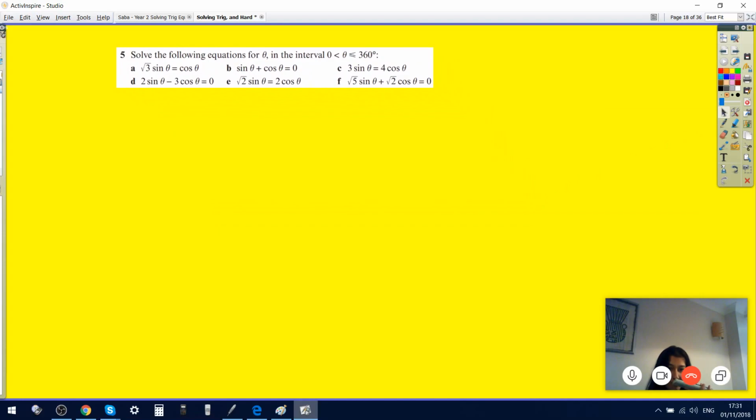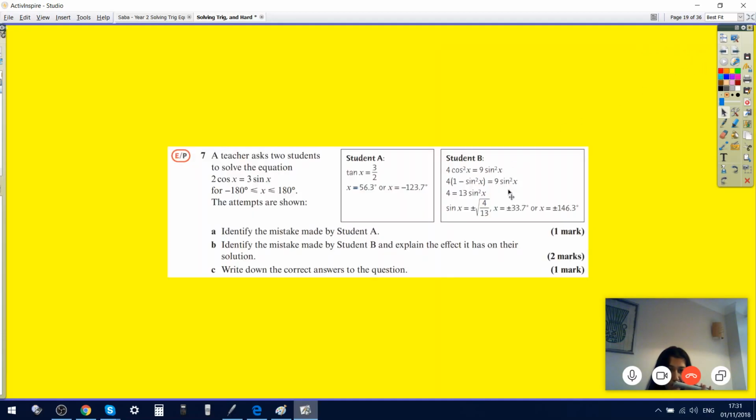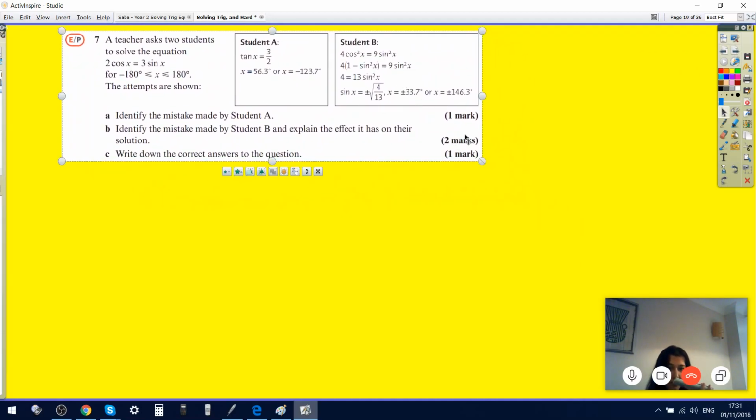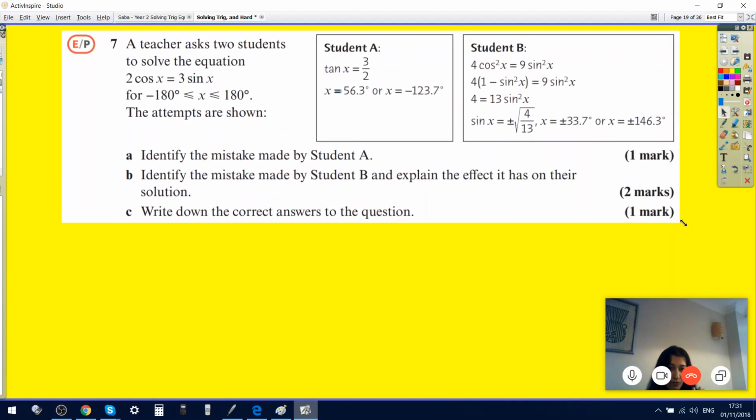Let's see. Numbers are different. Same idea. Okay. Exam question. What's this about? x equals 3 sine x. Identify the mistakes made with 2a.